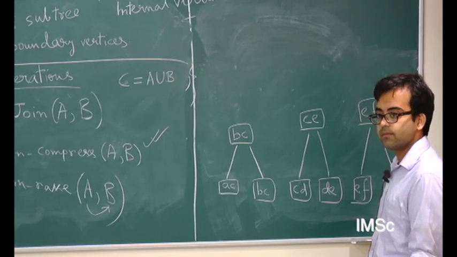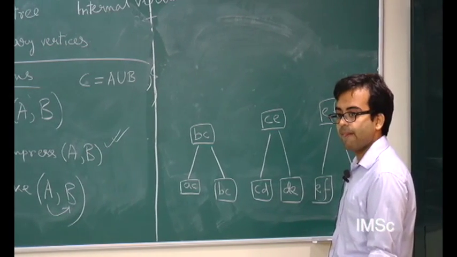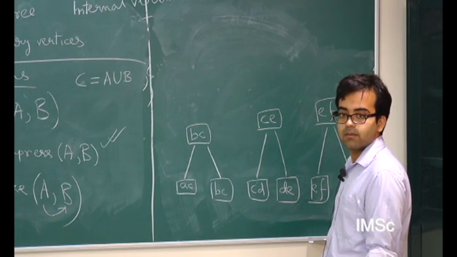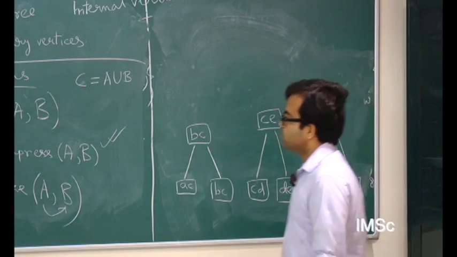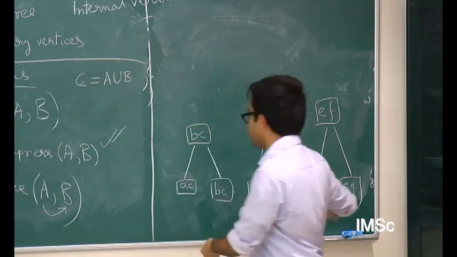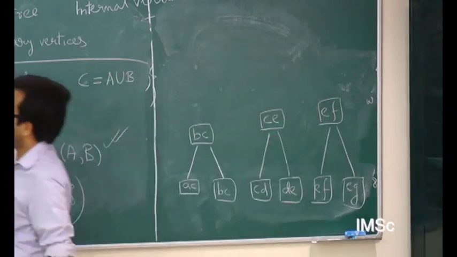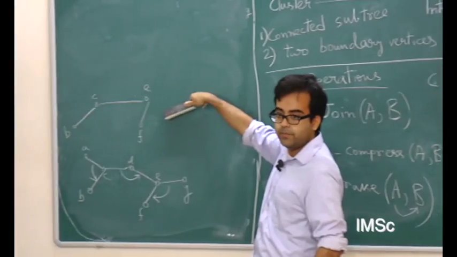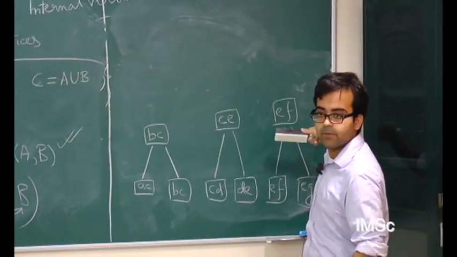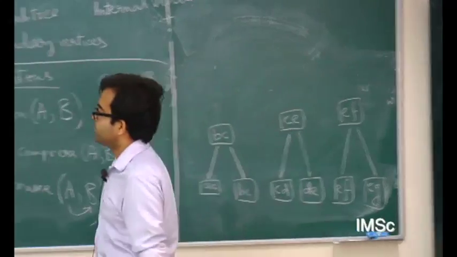A cluster. Yes, and then I applied compress. So, the thing is that here is the underlying graph and here you have a partition of clusters. You go to the above level, you have a meta tree and this is a partition into clusters of that tree. And then what are you going to do again?